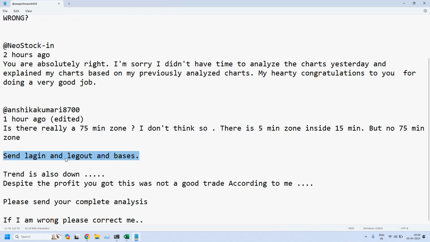So you got that leg in and leg out related things I showed you in the chart. The same leg in, leg out you can also find in our stocks near demand and supply zones video at 75 minutes time frame. That is the day before yesterday's video you have to refer. There you have leg in and leg out details.